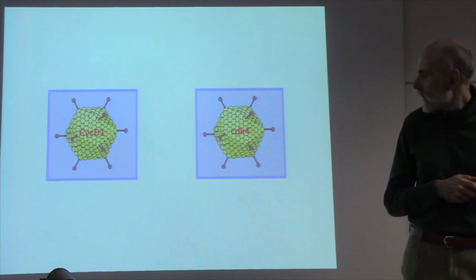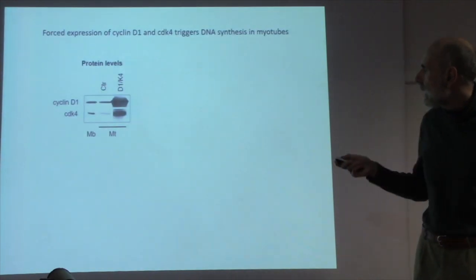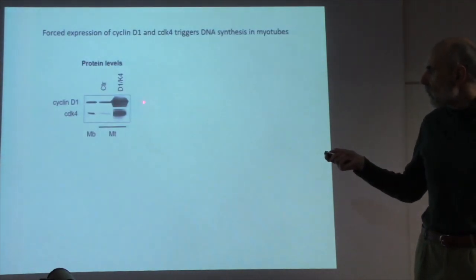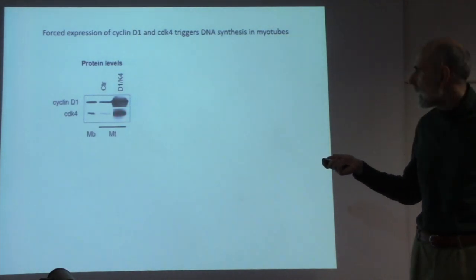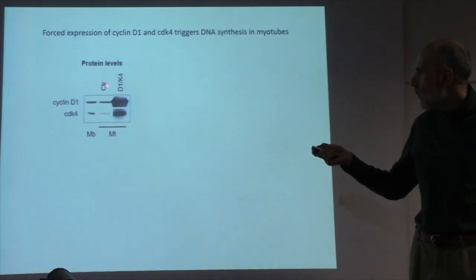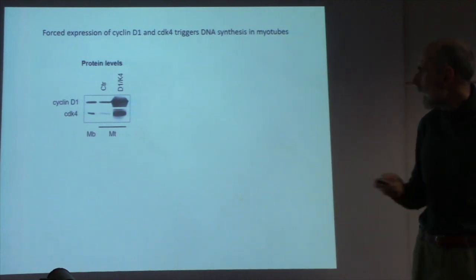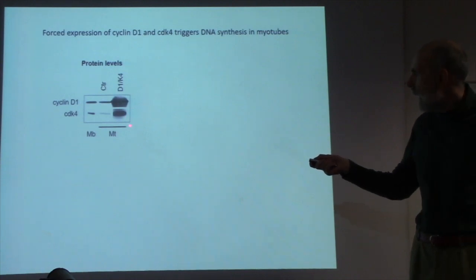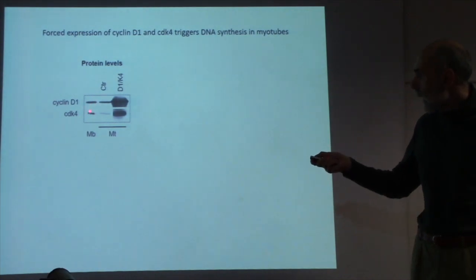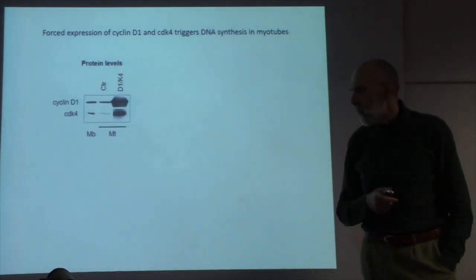So what they found was that by infecting myotubes with these viruses, they could obtain a very high overexpression of both cyclin D1 and CDK4. These are Western blots, and what you see here is control myotubes, with relatively small amounts of both cyclin and CDK, infected myotubes with very large amounts of both proteins, and for comparison purposes, the amounts of cyclin D1 and CDK4 expressed by myoblasts, freely proliferating myoblasts.